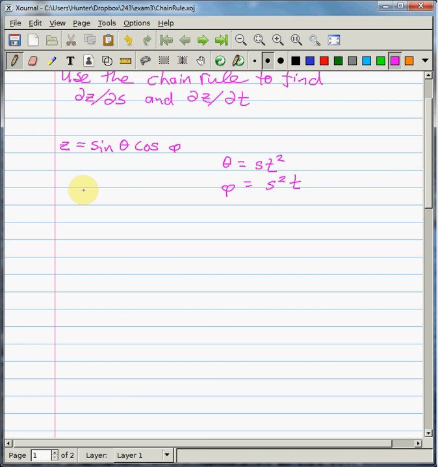So you can remember the formula for this, or you can draw the diagram, which I guess I have to admit is a little bit helpful. So if you draw the tree diagram that you've probably seen in your calc textbook, you can see that z depends on theta and it also depends on phi, and then theta depends on s and it also depends on t. And also phi depends on s and phi also depends on t.